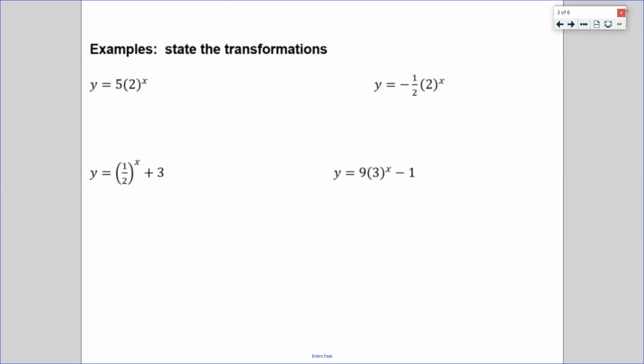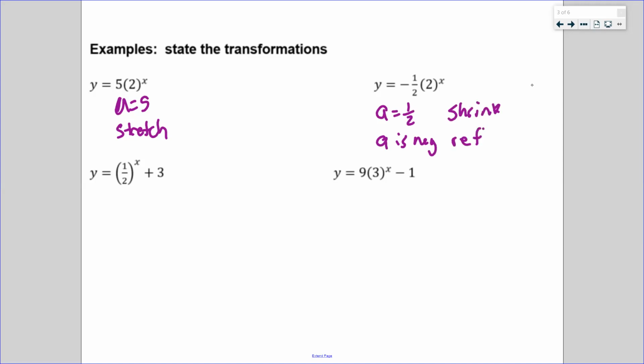So state the transformation. Here a is equal to 5, which means we have a stretch. Here a is equal to 1/2, and a is negative, so you have a shrink and a reflection. And remember, both of those would be exponential growth. Here, b is 1/2. There's no a, so there's no stretch or shrink. There's no reflection. But we have plus 3, so it's going to move up 3.